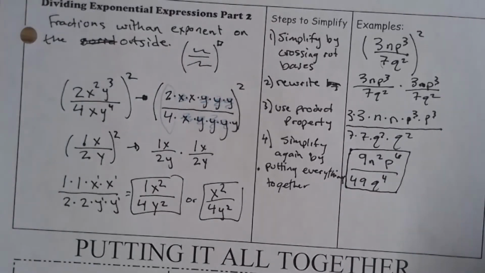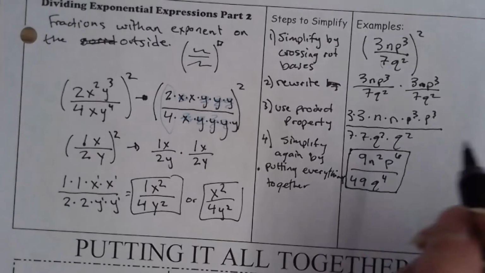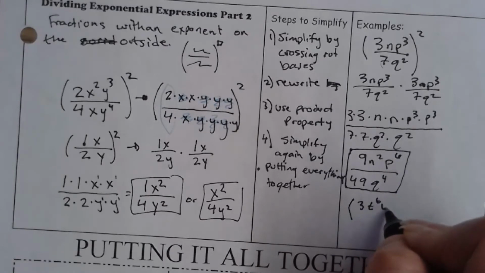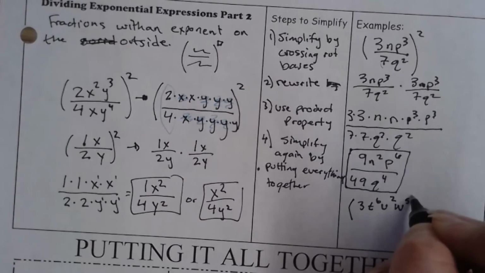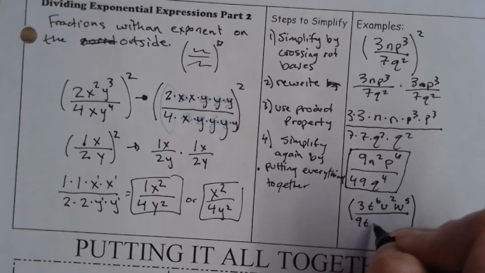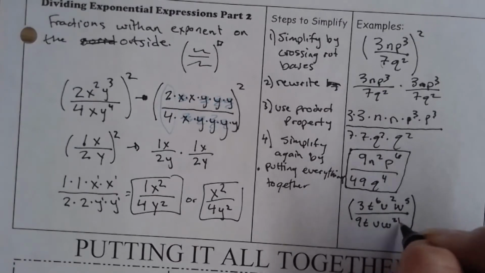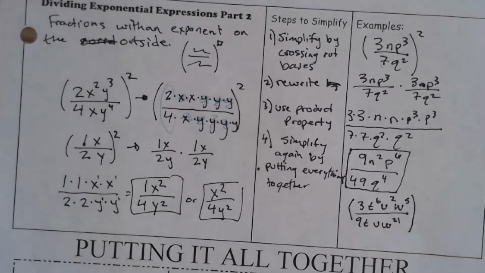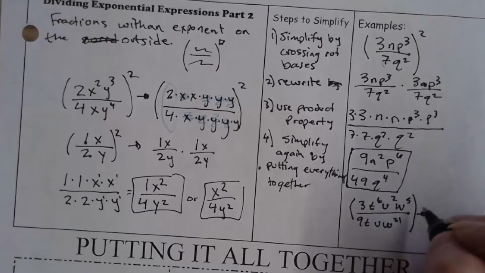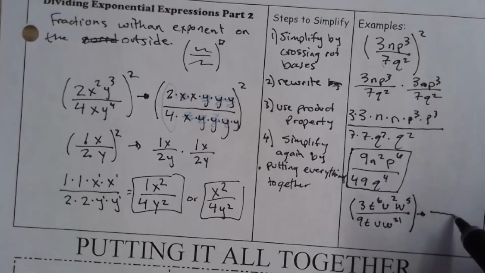Okay, let's do one more. Let's do 3t to the 6 u squared w to the 5th, all over 9t u w to the 21st. Okay, so if we rewrite this, this is going to be a lot, but let's look at 3 and 9. What does 3 and 9 simplify down to? Well, 3 goes into 3 once, and 3 goes into 9 3 times.